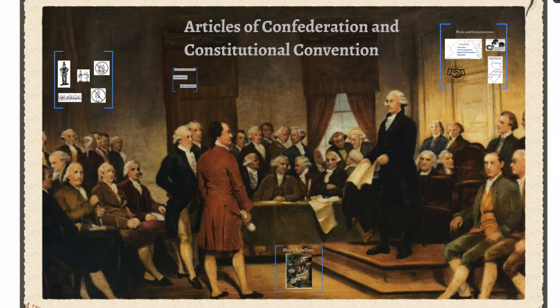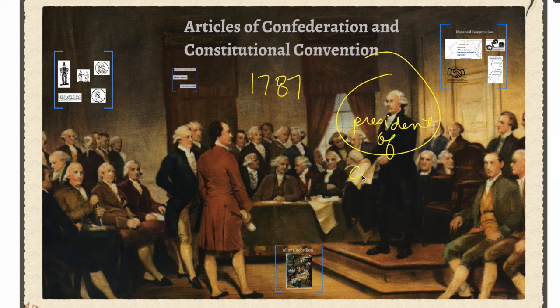So we get to the Constitutional Convention, as we see with our lovely picture right here. Some things I want to point out about the Constitutional Convention. This is going to happen in 1787. You want to remember that year. That's one of those years you have to remember. Something else you might want to remember is this guy right here. He is not the first president yet, but he is the president of the convention. So he's kind of important to know.